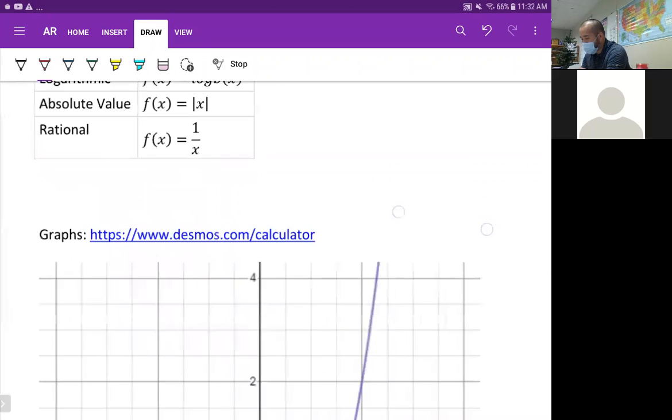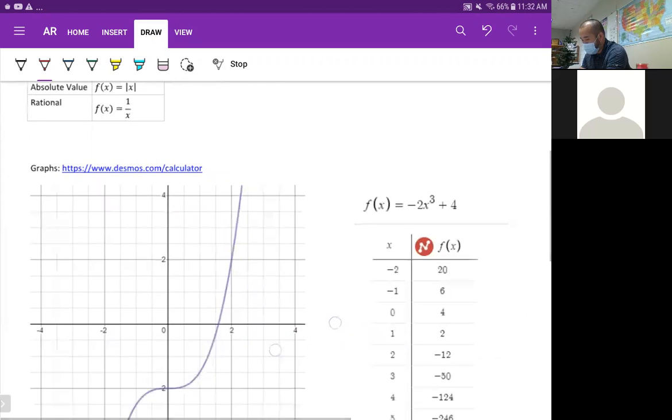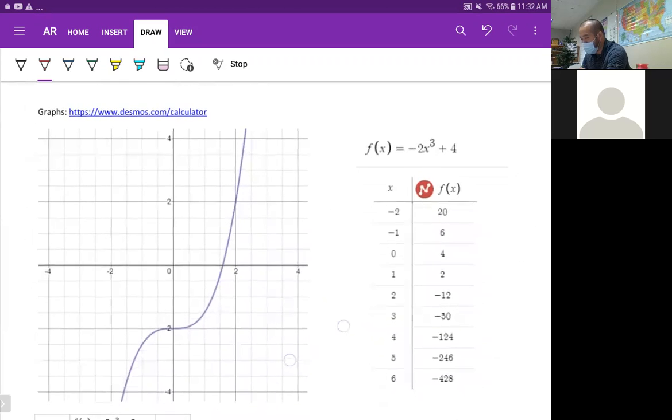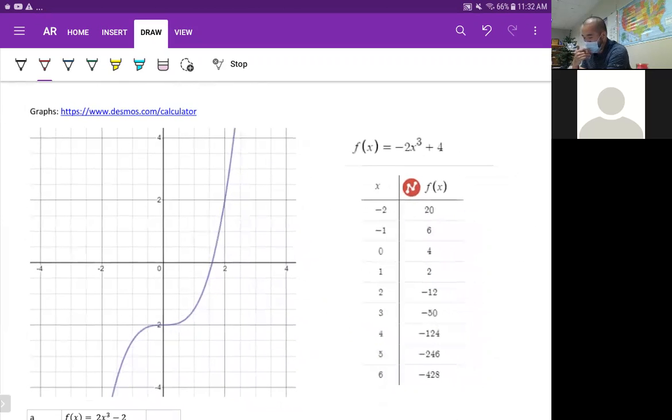When you get to the other ones, identifying tables and graphs, I've given you a link here for this Desmos calculator. You can just type in the function to that and it'll give you the graph. You can do it that way. The other way to do it is using the function notation that we've been using before.